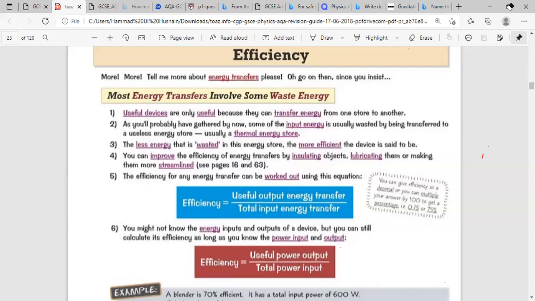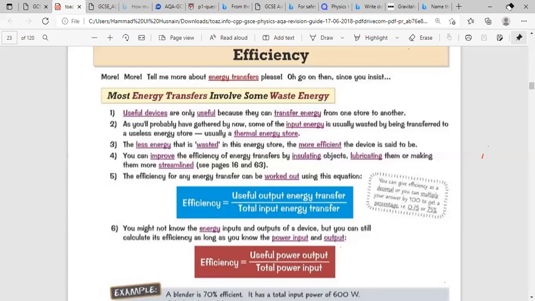Both of the students gave the same input. They both worked for 2 hours. The input was the same, but the output is different. So the one with the greater amount of output is more efficient, and the student who couldn't perform well, whose output was less, is a bit less efficient as compared to the other one.